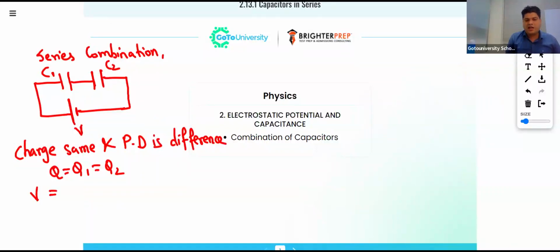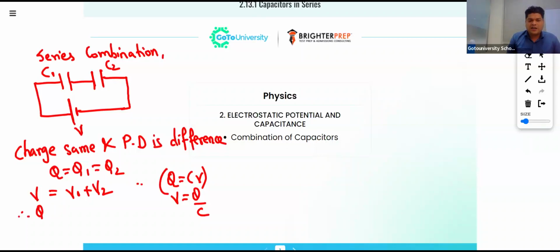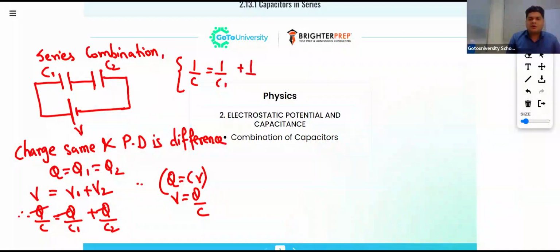That means your total V will be equal to V1 plus V2. Do we have any other information? Yes, we have another information. We have Q is equal to CV. That means V is equal to Q over C. That means in place of V I can write Q over C. This will be equal to Q over C1 plus Q over C2. Q is constant, you can cancel Q. That means your 1 over C will be equal to 1 over C1 plus 1 over C2.